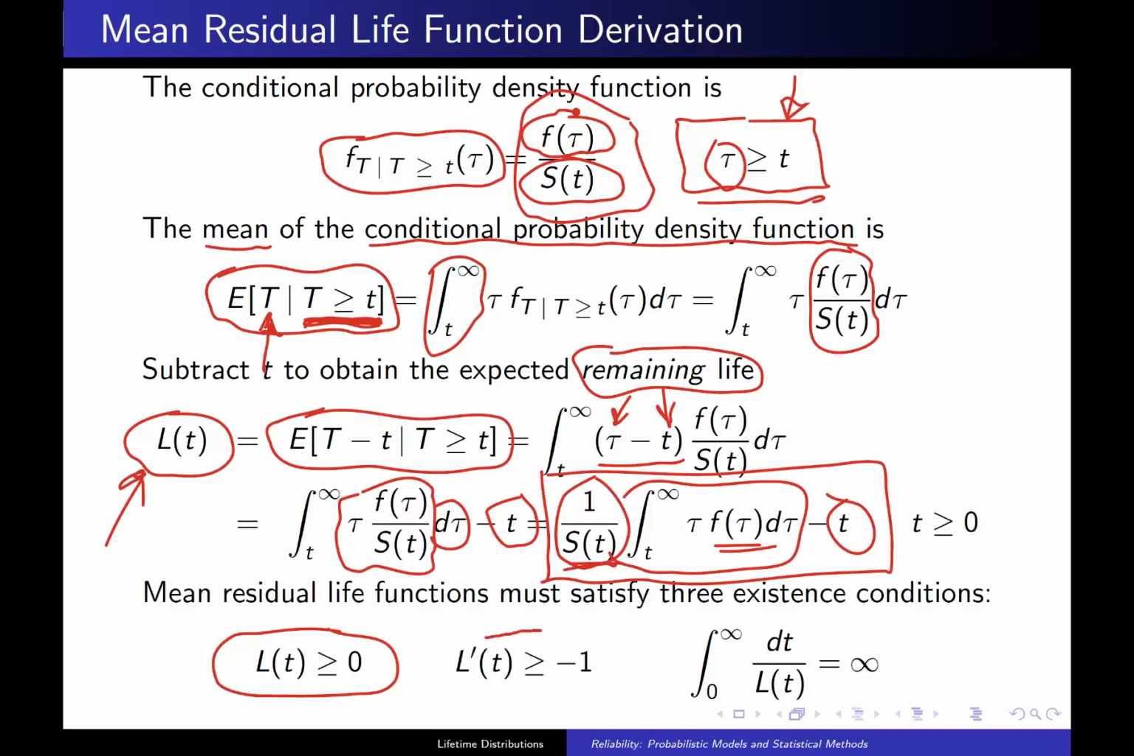The second, and we'll see this in an example subsequently when we deal with discrete supports, L prime of t is greater than or equal to -1. This function cannot decrease any faster than a slope of -1. That's the fastest it can decrease. And then the last one, the integral of 1 over L of t has to be infinity. If it satisfies those 3 existence conditions, then it's a legitimate mean residual life function.